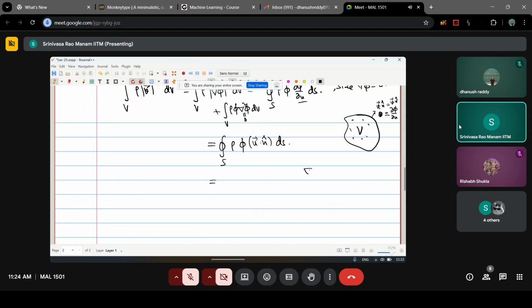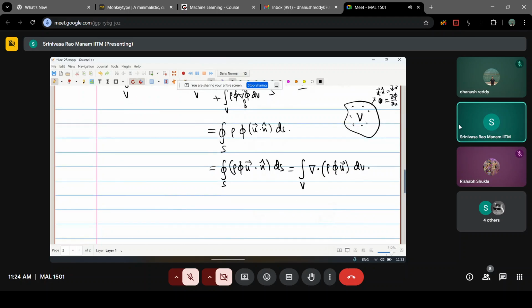I think I'll use this one, so del dot. I think we are going to use rho u. Let's put it this way. What I'm doing is, let me put it like this: rho phi. It's a scalar into u bar dot n cap dS, right? So this again, if I use the divergence theorem over V, del dot rho phi u bar dV. Okay, up to here is fine.